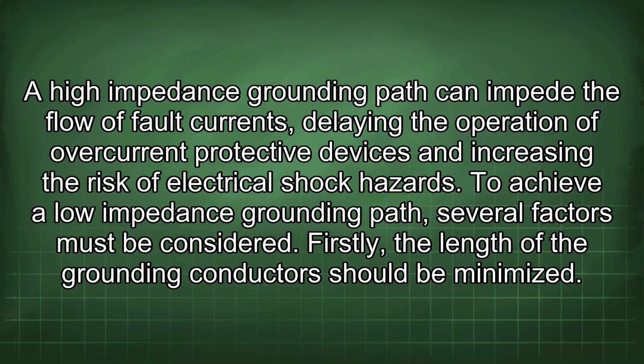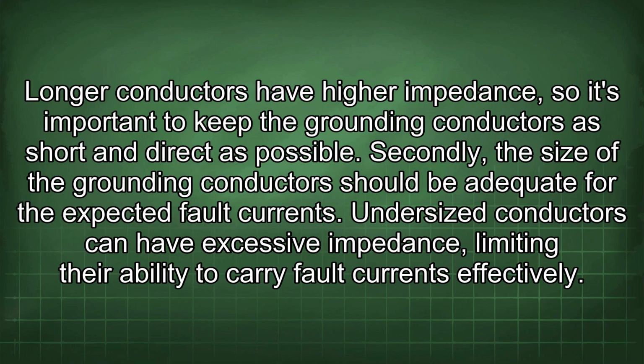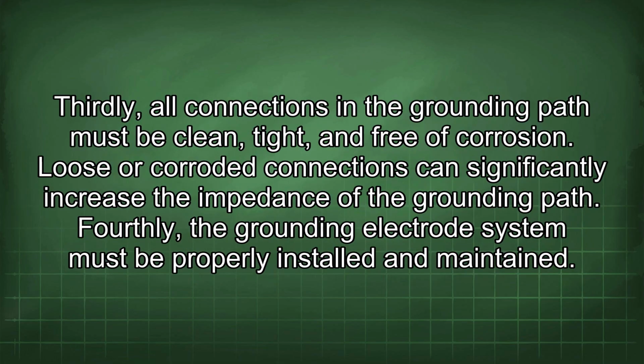Firstly, the length of the grounding conductors should be minimized. Longer conductors have higher impedance, so it's important to keep the grounding conductors as short and direct as possible. Secondly, the size of the grounding conductors should be adequate for the expected fault currents. Undersized conductors can have excessive impedance, limiting their ability to carry fault currents effectively. Thirdly, all connections in the grounding path must be clean, tight, and free of corrosion. Loose or corroded connections can significantly increase the impedance of the grounding path.